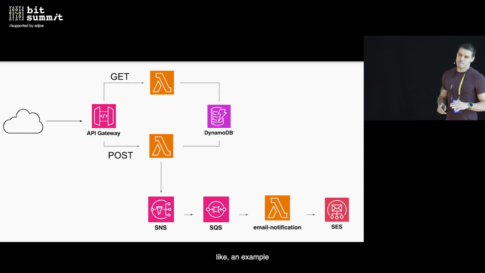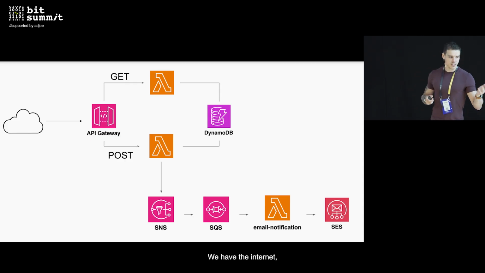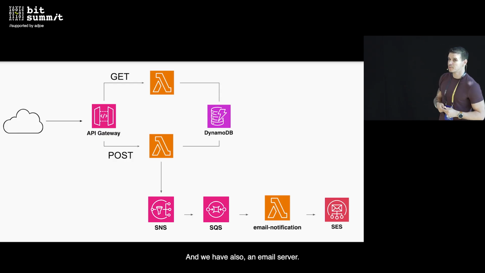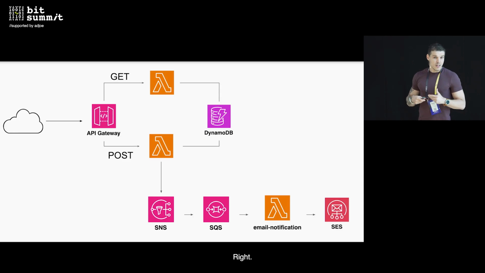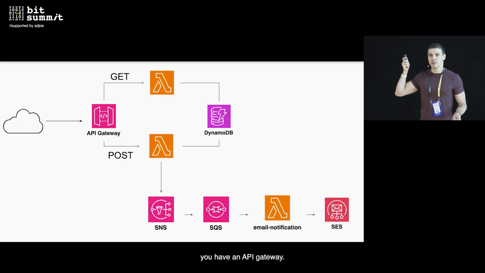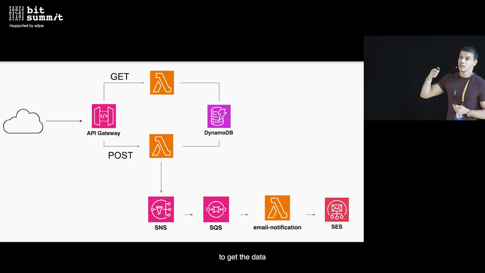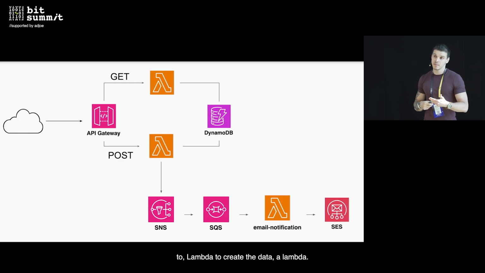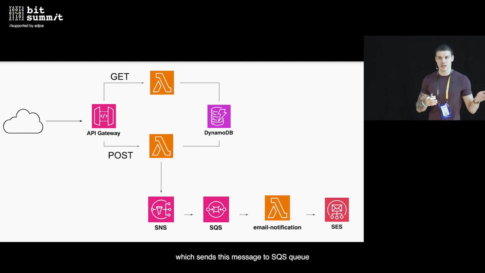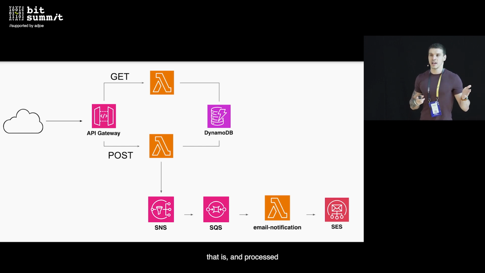For example, here we have a classic architecture. We have the internet, server, database, and also an email server, right? One of the many approaches you could take is this one. You have an API Gateway connected to a Lambda to get data and a Lambda to create data, and they both are connected to a DynamoDB. One Lambda then dispatches a message to SNS, which sends it to an SQS queue that is then processed by a Lambda function for email processing that uses SES to dispatch emails.